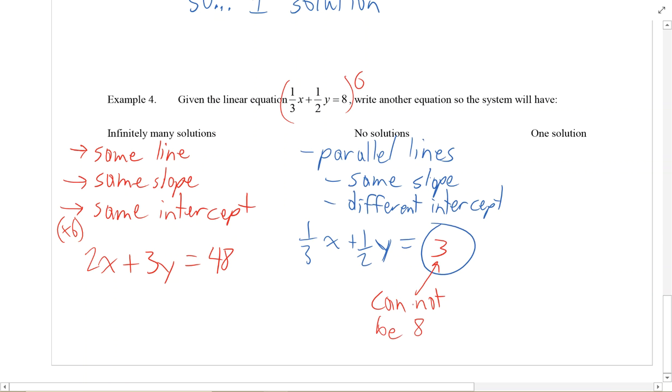Okay. Could you make a harder equation and get rid of your fractions? You totally could. You could totally get rid of your fractions. You're just doing more work, right?